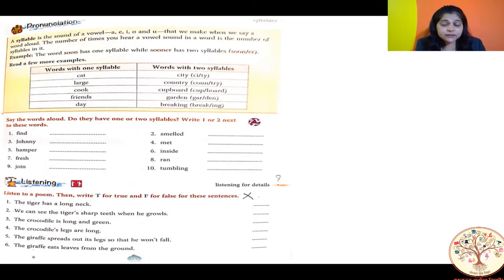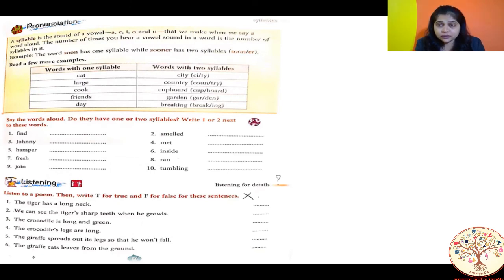This is a new thing, syllable. What do you mean by syllable? You have studied about vowels, five vowels, A, E, I, O, U. Okay, the sound of these vowels is called a syllable. A syllable is the sound of vowels. For example, cat, at, a. That is a syllable. Okay, one syllable sound.